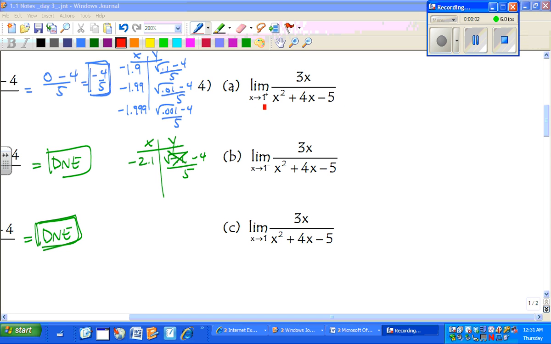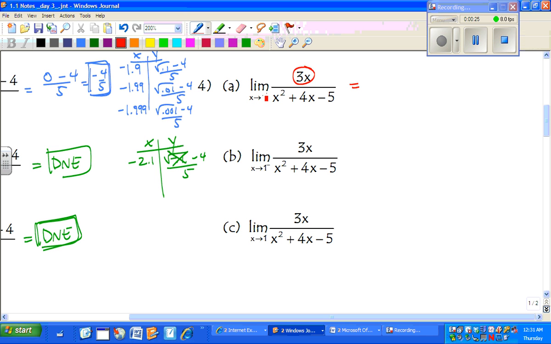Alright, let's take a look at number 4 together. We're going to break it down into smaller parts because this has a lot going on. Basically, when we're taking limits, we can look at each part individually. So, if we're looking at the limit as x approaches 1 from the right, let's look at what happens with this part up top.